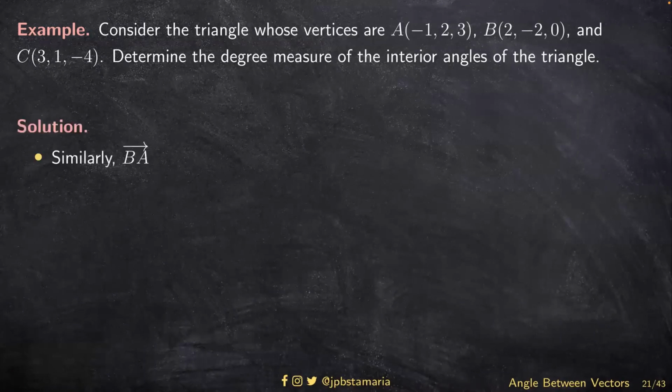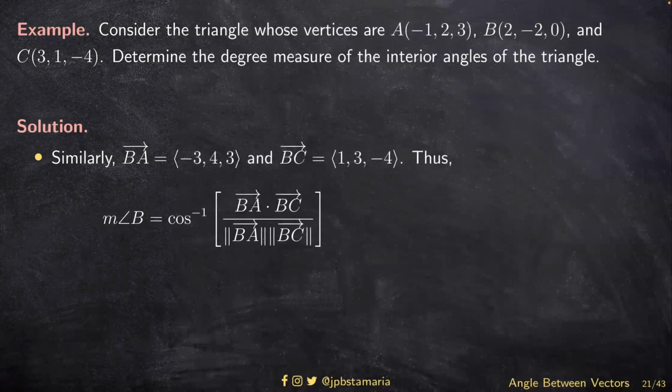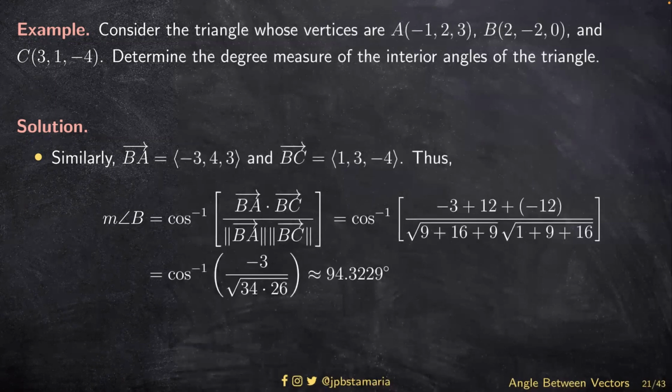How about the measure of angle B? So kukunin mo yung mga vectors that includes B as the angle. Ito yung BA, kukunin ko rin yung BC. Similarly, ito yung measure ng angle B using the cosine formula. So I will do the same calculation and compute the measure of angle B as follows. Okay? Paano mo na ngayon kukunin yung measure ng angle C? You can proceed as usual. Kunin mo yung CA tsaka CB.